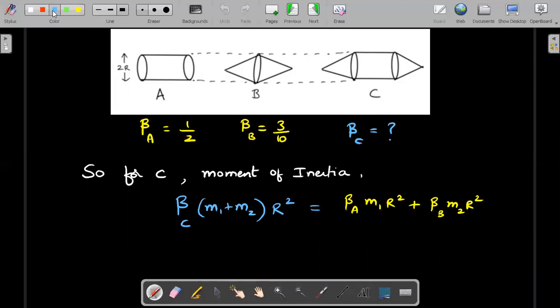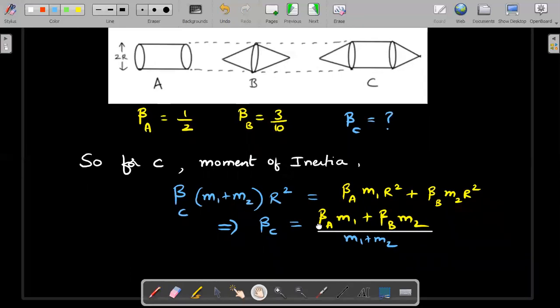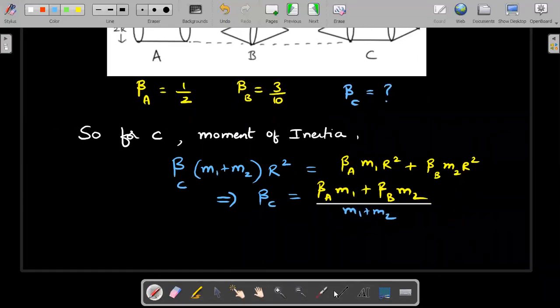So from here you could clearly see the value of beta C hence becomes a simple expression: beta A m1 plus beta B m2 divided by that summation of masses, which is m1 plus m2. And can you see, this is actually a weighted average of beta A and beta B. Any weighted average with positive quantities of m1 and m2 will always lie between beta A and beta B. So this should tell you that beta C lies between the values of beta A and beta B, of which we already know the particular order now.